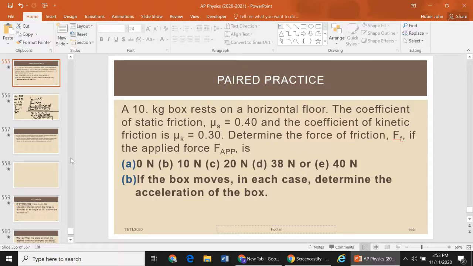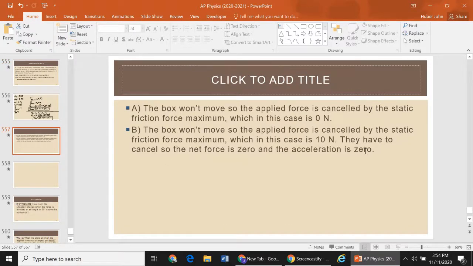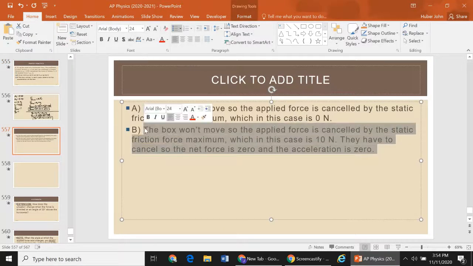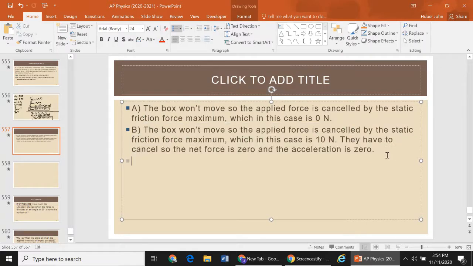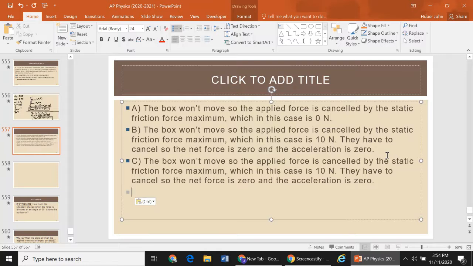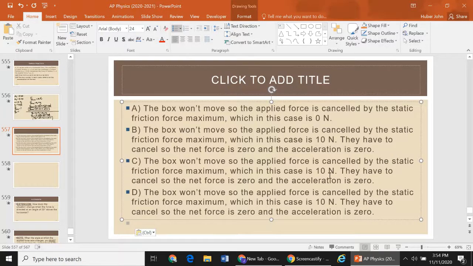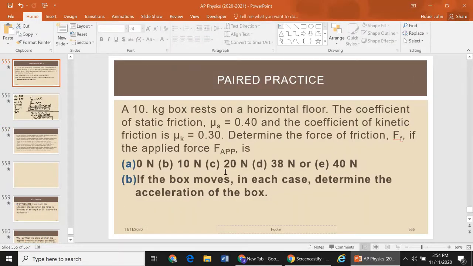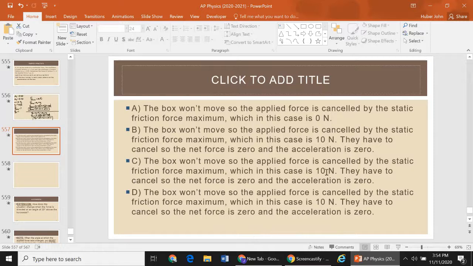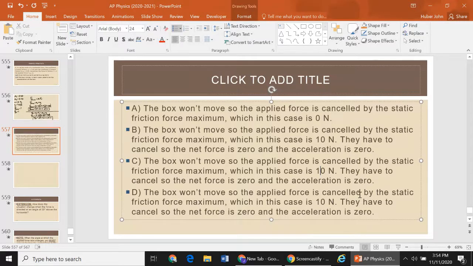Then the static friction force is going to cancel out the applied force to keep the net force at 0, so that the acceleration is 0. That's the idea. So we'll put this in here twice for C and D, and we'll say in this case for C, the applied force was 20, so the static friction force will be 20.